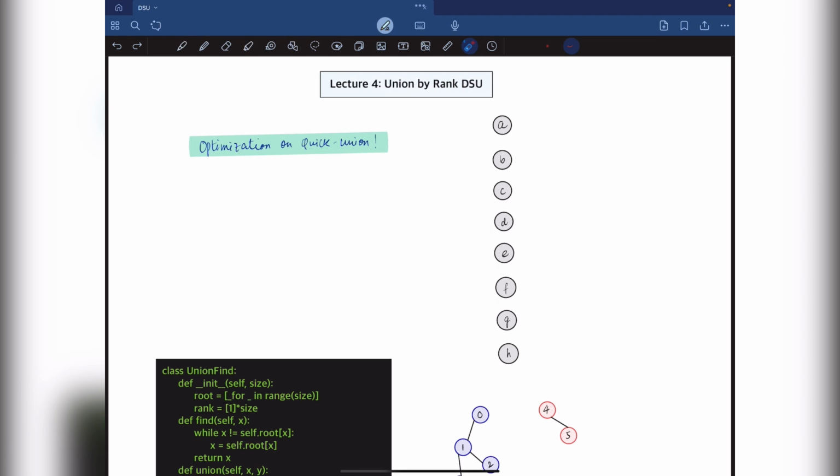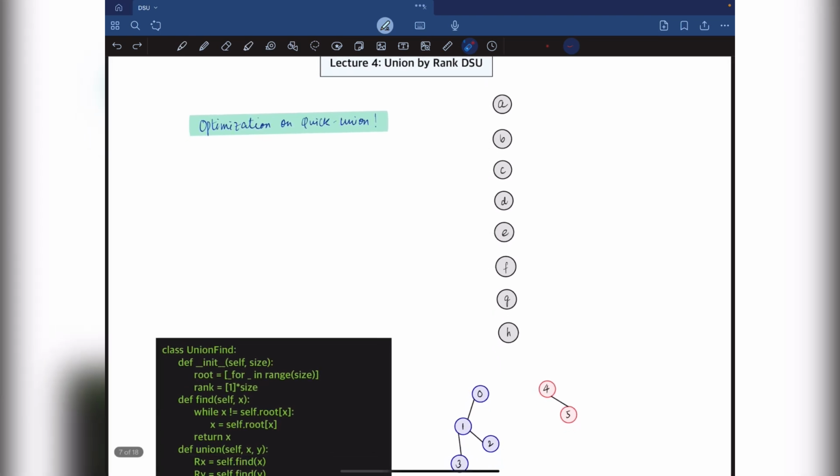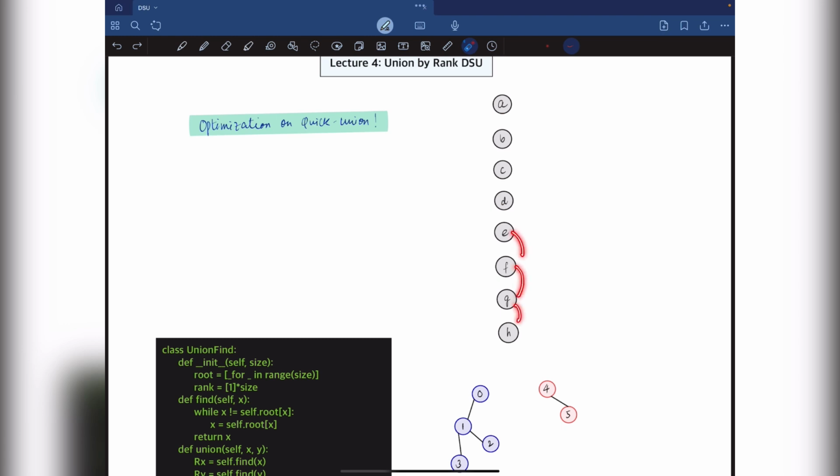Just to make it clear, rank here means the size of the graph. So in the worst case, we can have a skewed graph like this, where every vertex is connected to some other vertex, and the vertex is the parent of the vertex below it. For example, G is the parent for H, F is the parent for this, E is the parent for that, and so on.